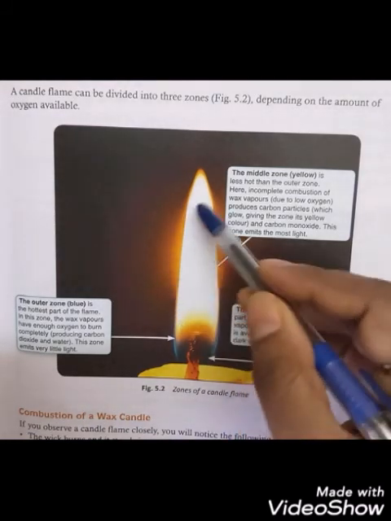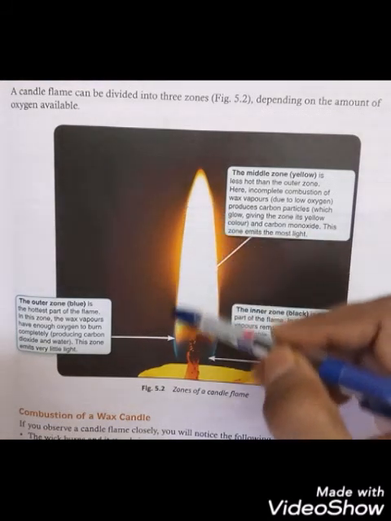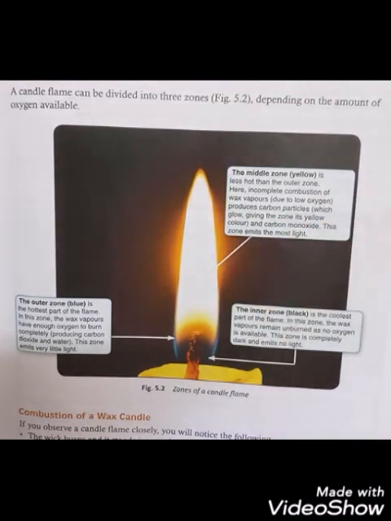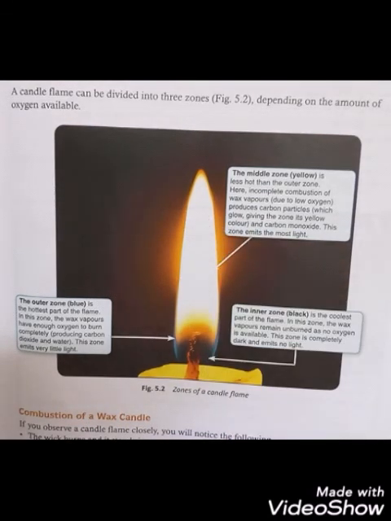Here there is low oxygen. There is incomplete combustion of the wax vapors. Incomplete combustion means that due to insufficient oxygen, complete combustion cannot take place. And then it produces what? Carbon particles which glow with yellow color. So this zone is yellow because the carbon particles glow. And also along with that, what is produced? Carbon monoxide. And this is the zone which will produce the maximum light.